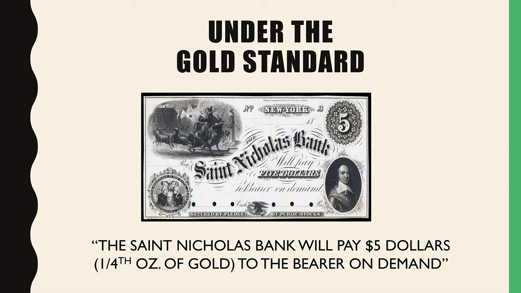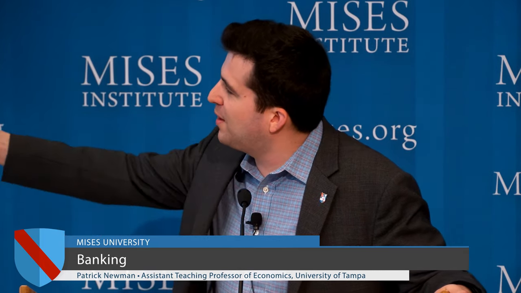The St. Nicholas Bank will pay $5, which is 1/4 of an ounce of gold, to the bearer on demand. It's saying, look, you can trust us. This is a money substitute. We'll pay you $5. And if you didn't know any better, you'd ask, what is $5? Well, $5 is 1/4 of an ounce of gold. The dollar was a certain weight of the gold commodity, we could say.